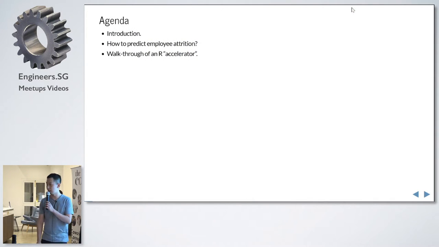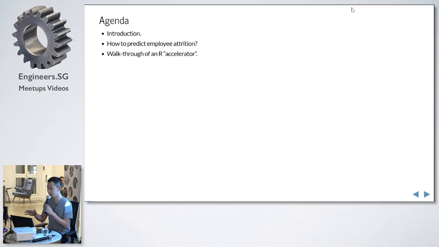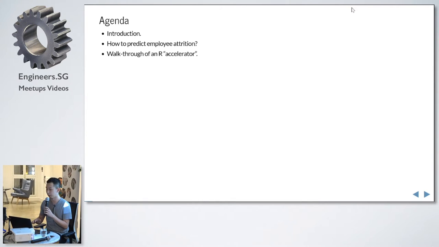So this is the outline of the presentation. Basically, I will firstly give you a very brief introduction, and then how to predict employee attrition in a scientific, data science way to solve the problem. And then the walkthrough of what we call the R accelerator. It's actually an R solution template, and everybody can use it and customize it to solve their own problem.